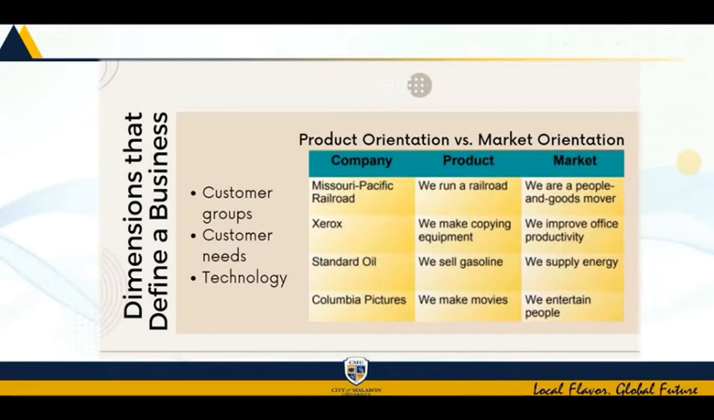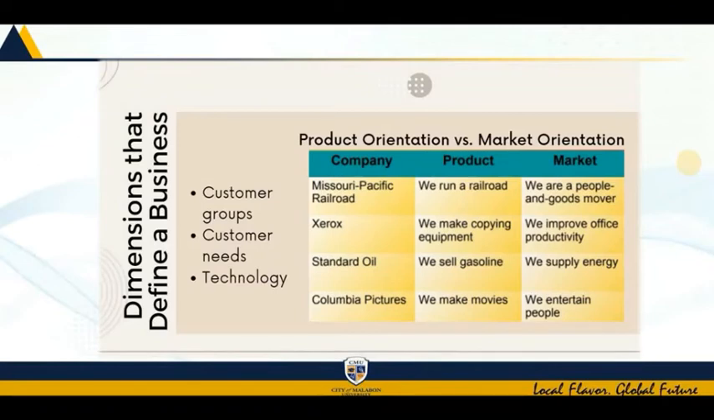Example, we have here the Missouri Pacific Railroad. So, by their statement, in product orientation, we run a railroad. So, specifically, they give what are the services that they are offering. In the market naman, we are people and goods mover. So, makikita mo na doon ngayon yung value na merong tinatawag na accessibility in terms of transportation.